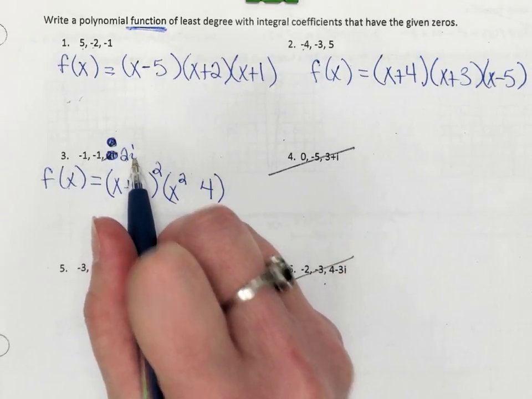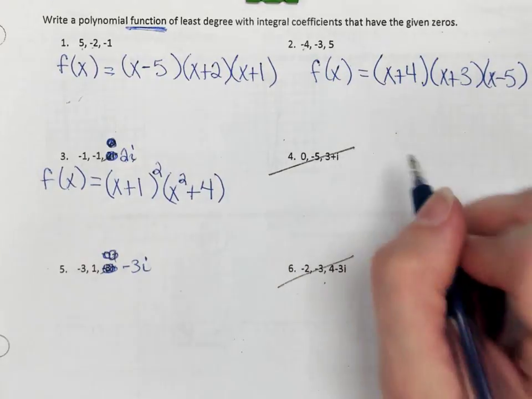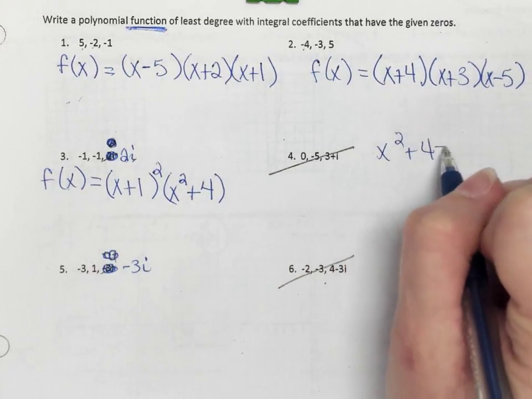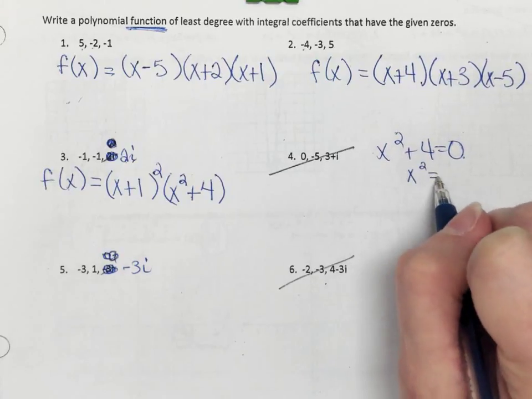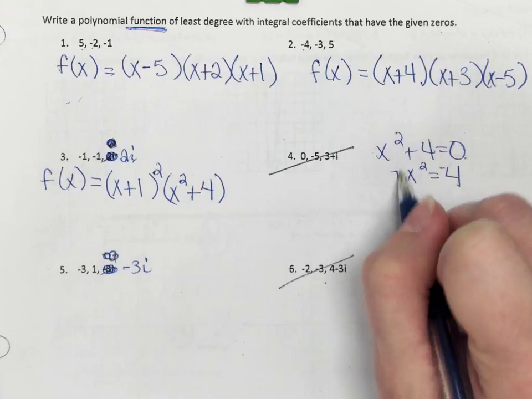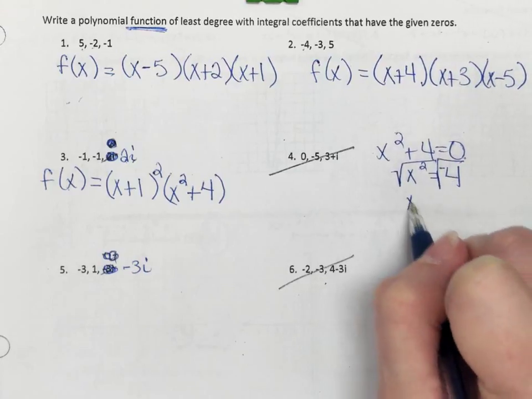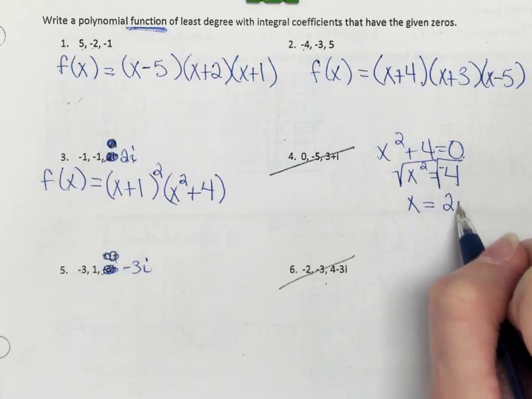And what kind of sign would I get? Addition. Addition, right? Check it if you need to. X squared plus 4 equals 0. Move the 4. What kind of 4 do you get? Negative 4. How do you get rid of a square? Square root. And what's the square root of negative 4? 2i. Or plus and minus, actually.